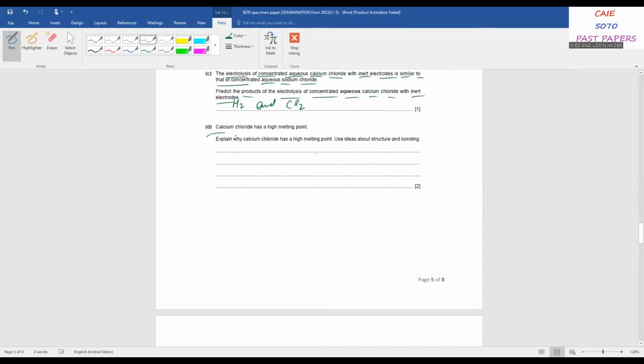D. Calcium chloride has a high melting point. Explain why calcium chloride has a high melting point. Use ideas about structure and bonding. It's very easy when they are talking about the structure. It's giant lattice. Straight away you'll write giant lattice. Now, bonding. Bonding is strong ionic. You can even write strong attraction between positive ions and negative ions.